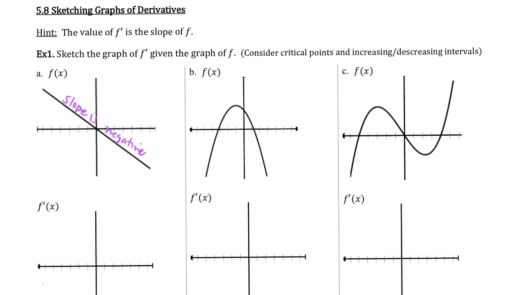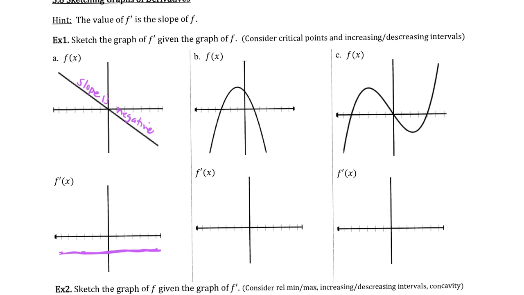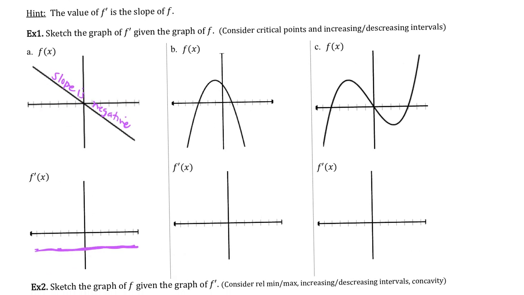So f prime is going to look something like this. I don't know if that's -2, negative 1/2, negative 1/3, but the slope is going to be some negative value. Okay, let's consider b, which is more interesting. Okay, this is the graph of f. The slope is varying. I can see it starts out positive here, it's negative over here, it's a little bit flatter over here. So this is not going to be a constant graph anymore.